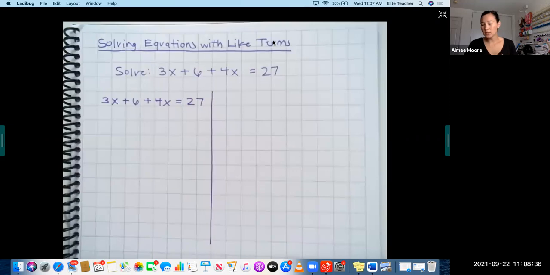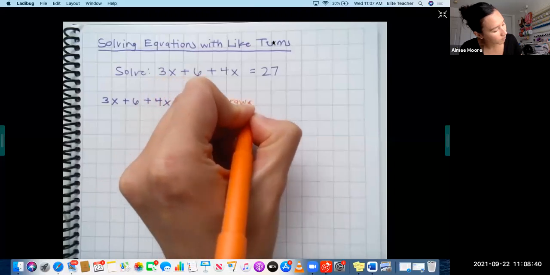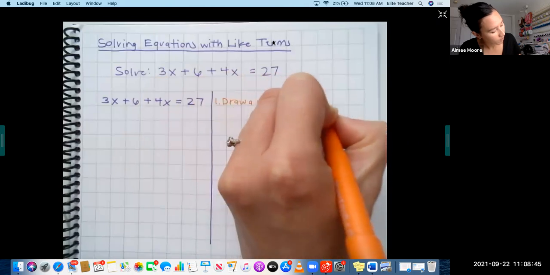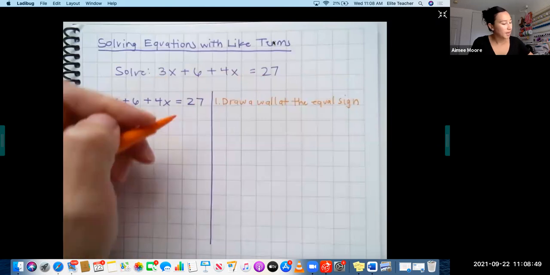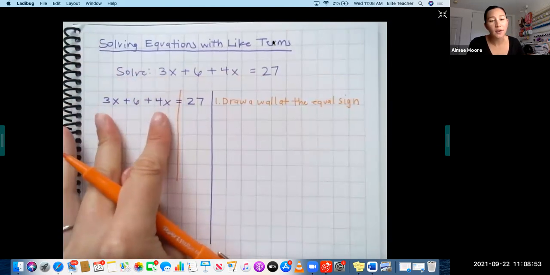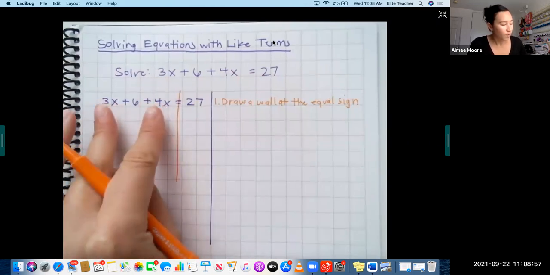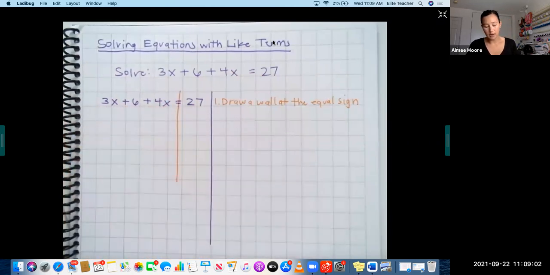The first step you want to do is draw a wall at the equal sign. We do this because we can only combine like terms that are on the same side of the equation. So we want to separate the left side of the equation from the right side before we start, so we don't make any little mistakes.